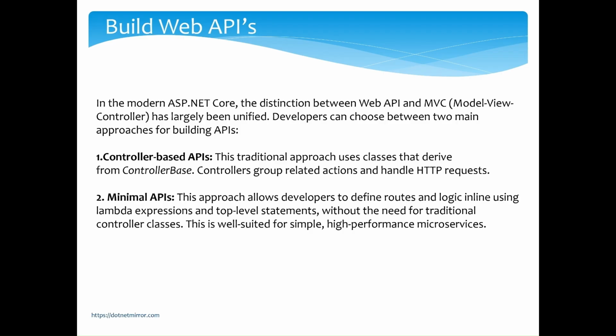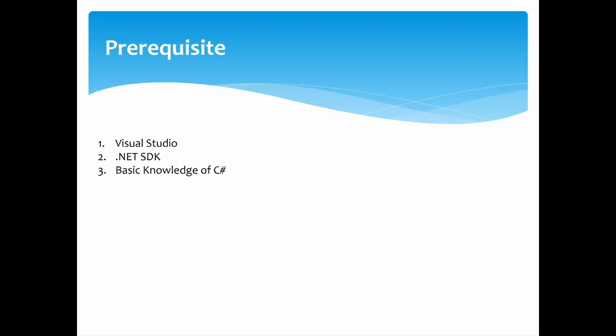There are two ways to build web APIs. One is controller based, the other is minimal APIs. Controller based is the traditional approach, where it derives from the ControllerBase class and all the HTTP requests are grouped together in the controller. Minimal APIs are simpler and high performance, and you can use them for microservices. In this video, let's focus on the first one.